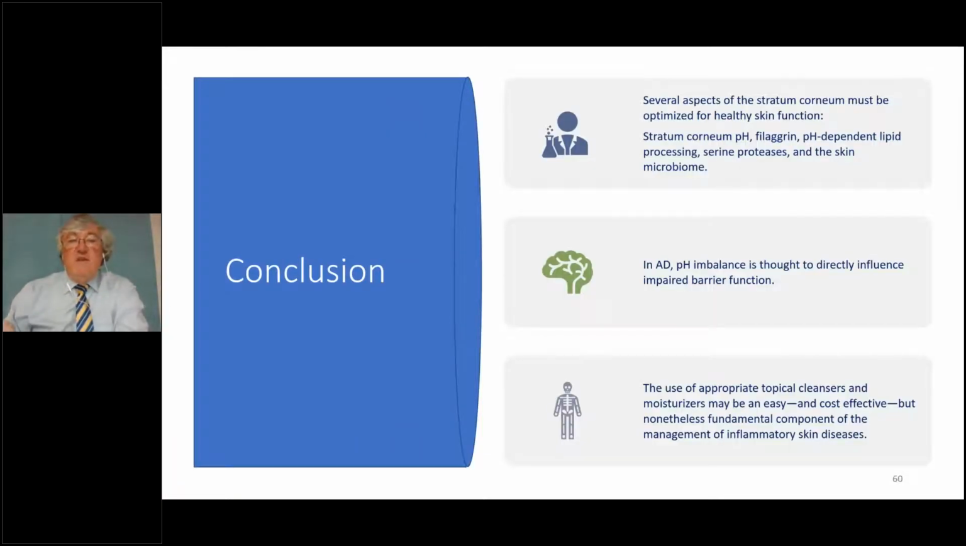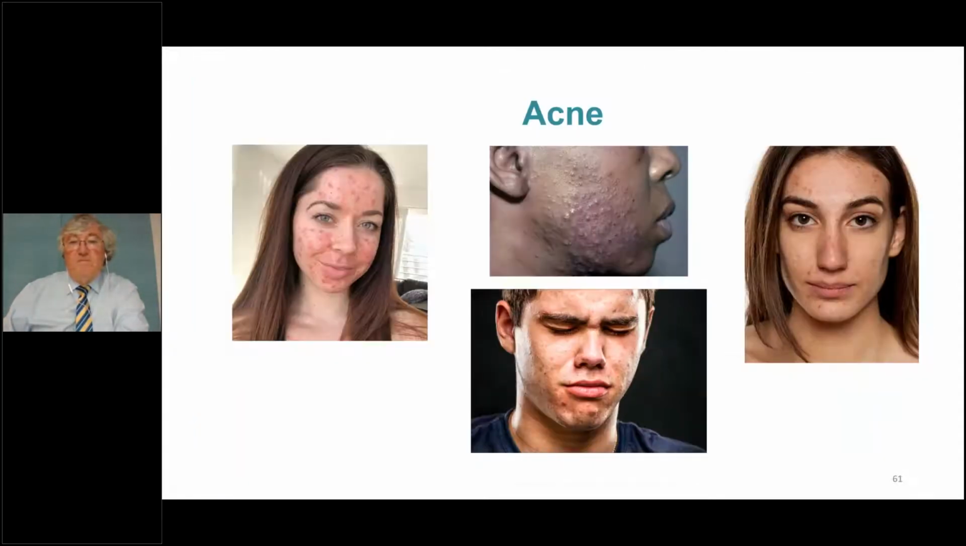So in conclusion, for the atopic dermatitis part, we have 3 major concepts. Having proper skin function, a proper skin barrier, is extremely important. A pH imbalance disrupts that barrier function, and we should be using proper topical cleansers and moisturizers. And this is an easy, cost-effective thing that can act as an adjunct to any of the other therapies that we use for atopic dermatitis.